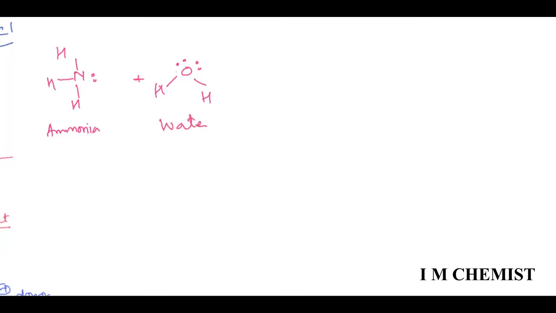Now in this case, what happened? As you can see, the water molecule is polar in nature because of the difference of electronegativity between oxygen and hydrogen atoms. Oxygen has more electronegativity, so it will drag the electron of hydrogen toward itself. Same is the case with this hydrogen atom, and resultantly we will have a partial negatively charged oxygen atom and partial positively charged hydrogen atoms.